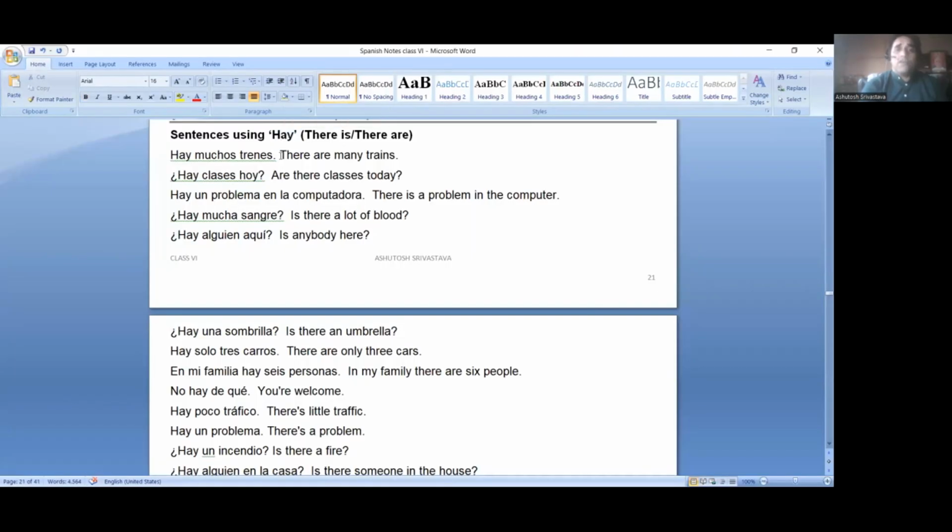Hello, students. Like in English, we have the words there is or there are. In Spanish, we have one word for both of them, which is spelled H-A-Y. It's not high, the H is silent, so it sounds like eye. There are many trains. Hay muchos trenes. Are there classes today? Hay clases hoy.